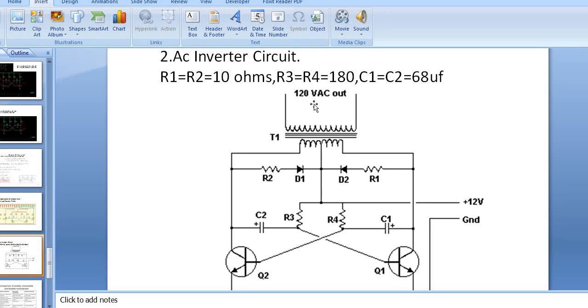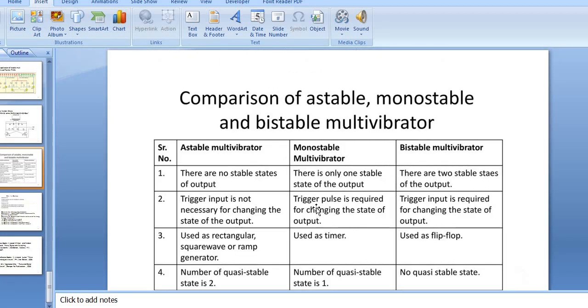So in either way, you can use the transformer, right? In the first case, the transformer is acting as a step down transformer. In the second case, this transformer is acting as a step up transformer, right? In the first case, we give the input to the primary. In the second case, we give the input to the secondary, right?